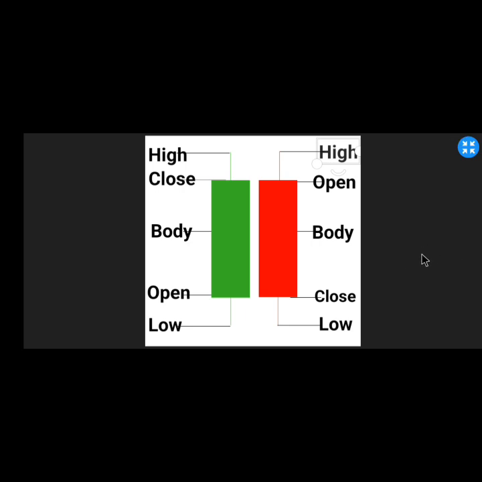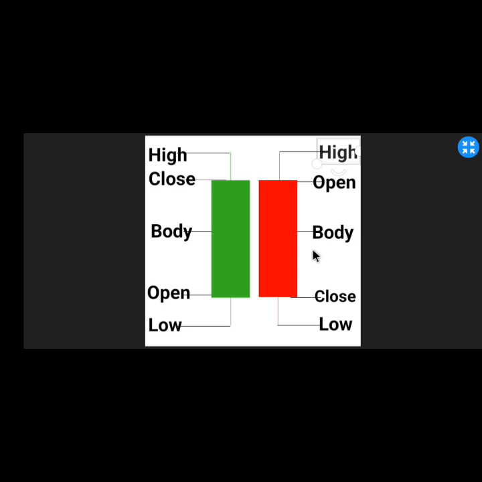So this is my first teaching. We move from the basic to advanced. So today we'll be talking about candlesticks. So what is a candlestick? A candlestick is a graphical representation of trading activity in respect to time.